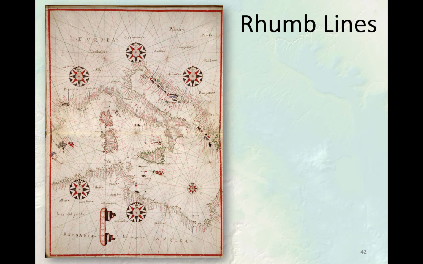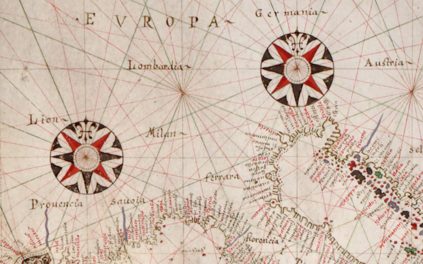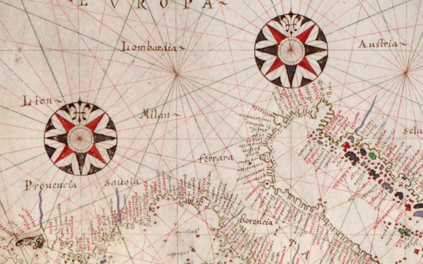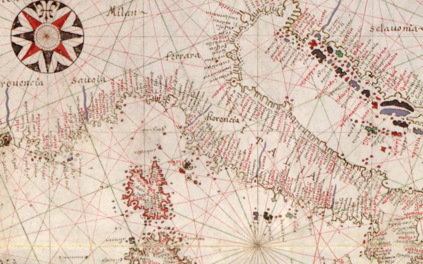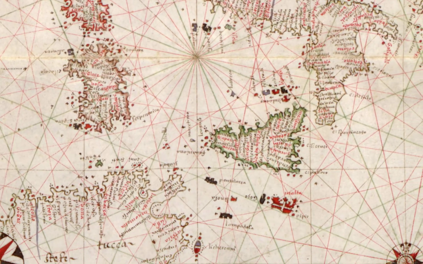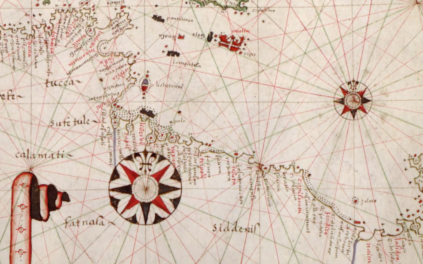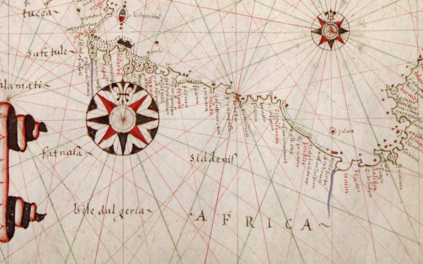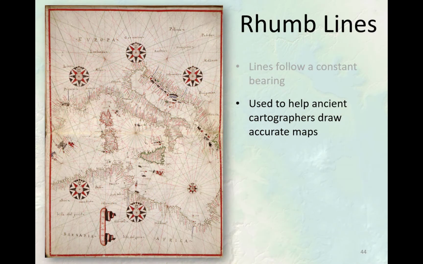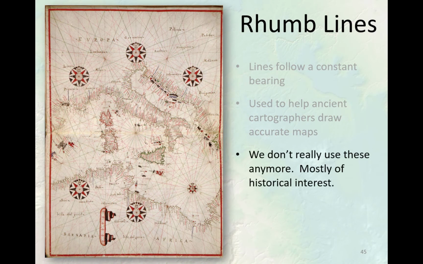Now this particular example is a map called the Portolan Atlas of the Central Mediterranean by Joan Oliva from 1590. So it shows these rhumb lines following these lines of constant bearing. Like I said, they helped ancient cartographers draw maps. They're cool looking, but they're not really useful anymore. They're mostly of historic interest.